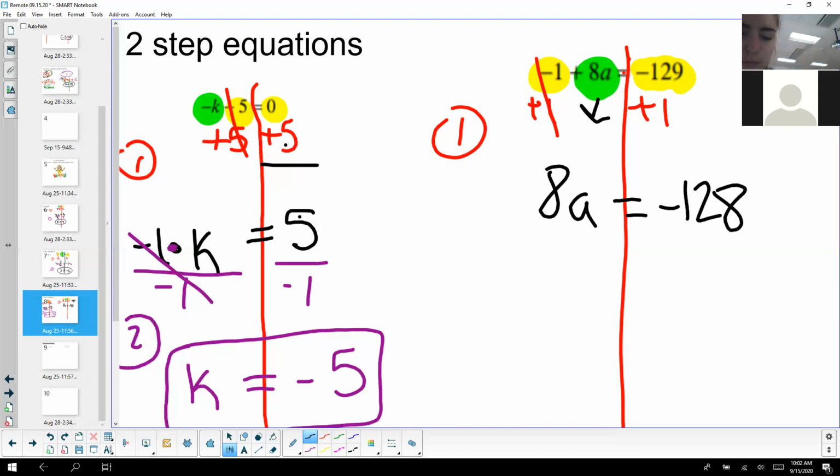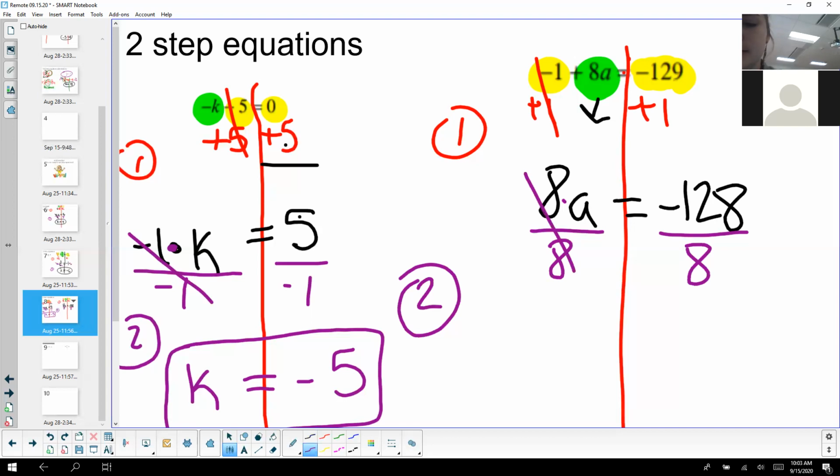All right. My step 2, I need to get A all by itself. So I know that 8 is being multiplied by A. So 8A is the same thing as 8 times A. So I'm going to go ahead and divide both sides by 8. That's going to cancel. I'm going to be left with A equals, so in your calculator, take negative 128 divided by 8. You should get negative 16.